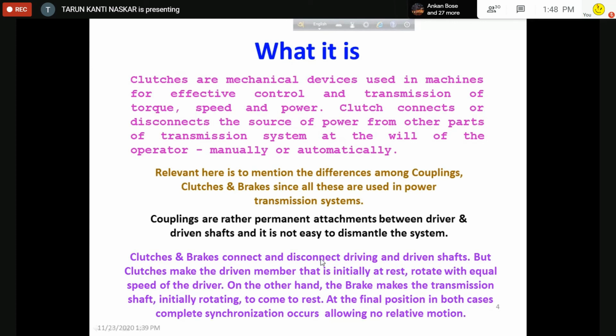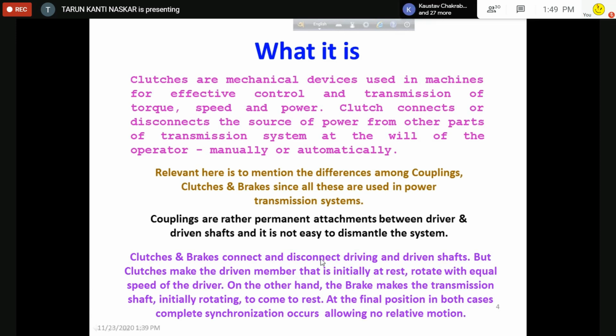Clutches and brakes connect and disconnect driving and driven shaft. But clutches make the driven member, which is initially at rest, obviously, rotate with equal speed of the driver. That means when complete synchronization happens. On the other hand, the brake makes the transmission shaft initially rotating to come to rest or slow down.